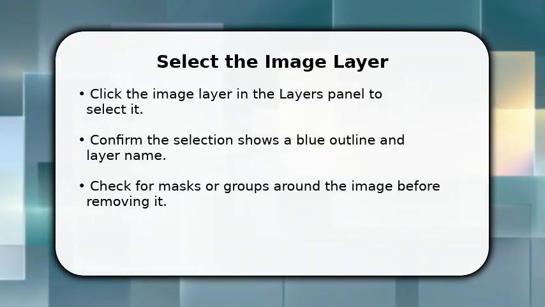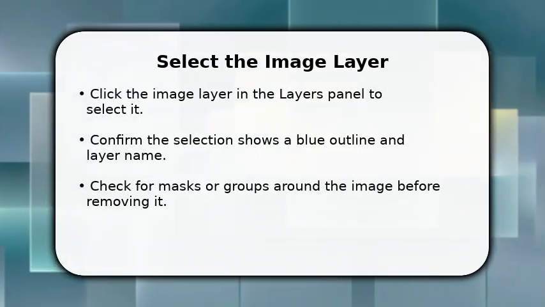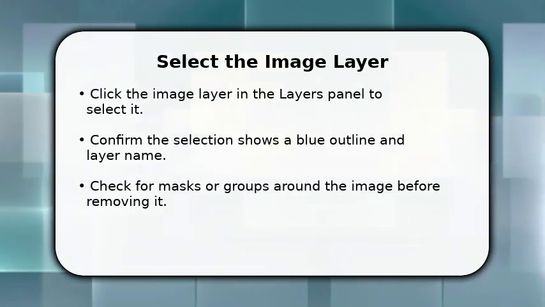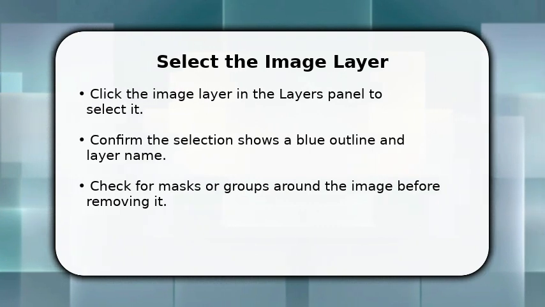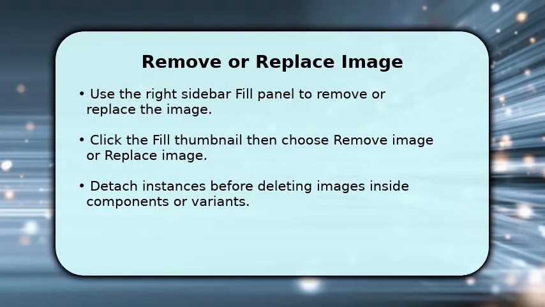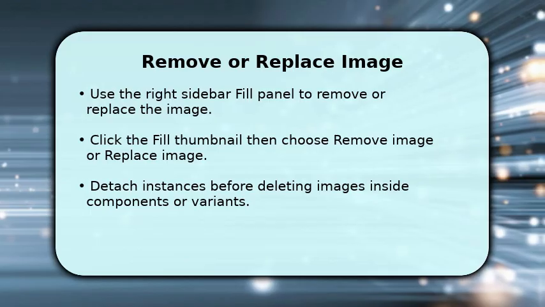Keep selection precise to avoid accidentally changing other elements. Use the Layers panel search to find images by name when projects scale above 100 layers. Open the right sidebar fill panel when the image layer is selected. Click the fill thumbnail, then choose Remove Image to clear the fill immediately.